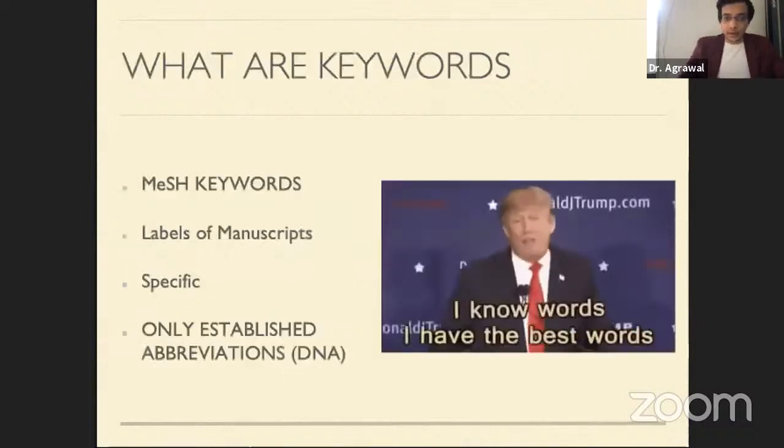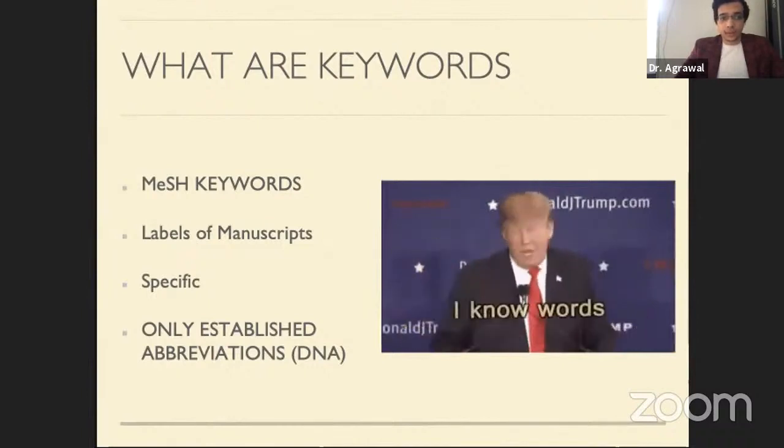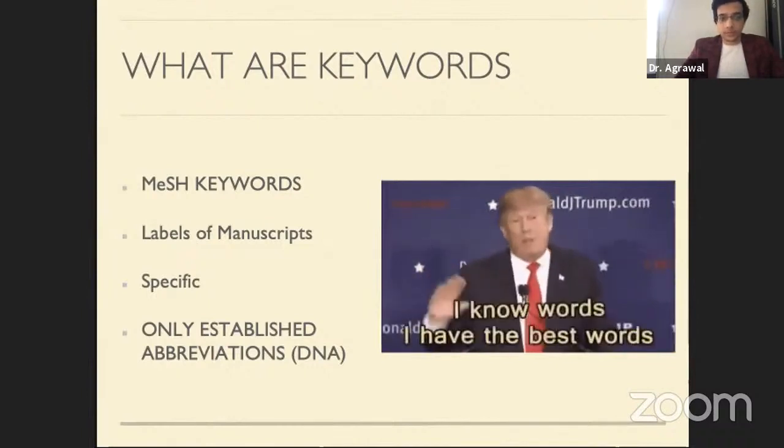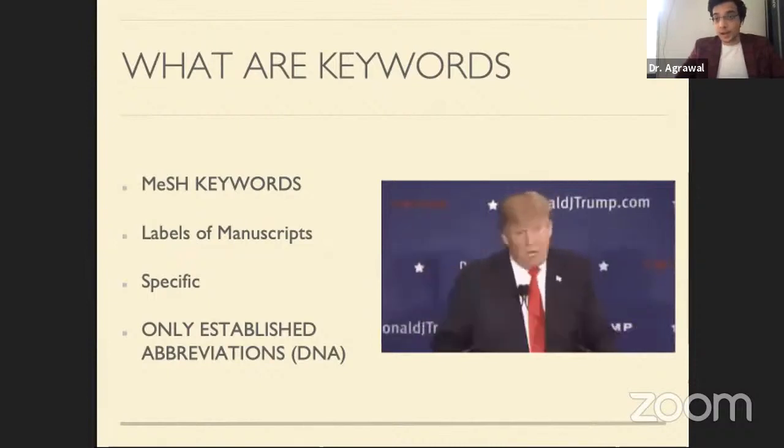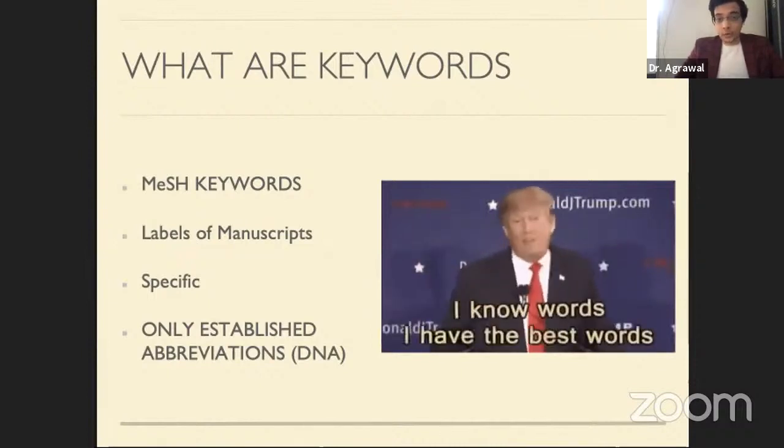After that, there are some keywords that you have to include in your article submission. You can use the same MeSH keywords that we had searched for yesterday. You can have only established abbreviations like DNA, RNA, MRI, etc. You can't make up your own abbreviations when you're using this.